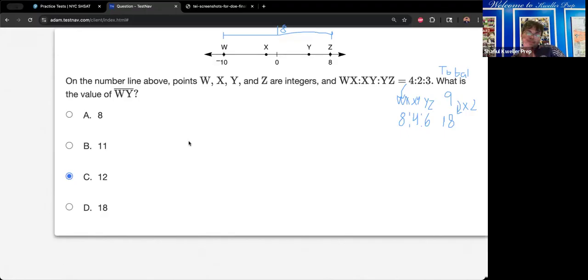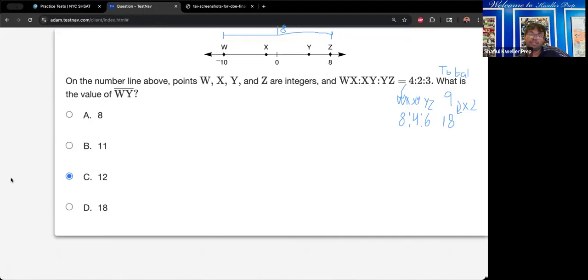Okay, does anyone have any questions on this one? I think this was important to understand how it works. I know I kind of rushed through it. The reason why I get the total is because I want to scale it up to the total of the whole length. WX plus XY plus YZ is WZ. So once I get the whole length is 18, and I see that the ratio adds up to 9, we can just multiply each number by 2. Does that make sense to everyone?